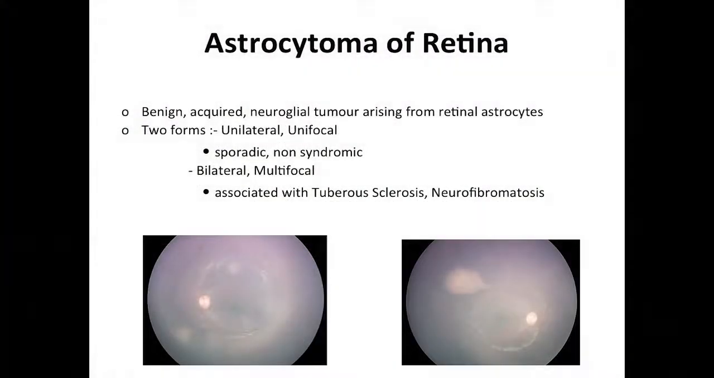Astrocytoma, Dr. David McKay talked about this yesterday. These are flat retinal lesions, usually seen in children. They come to us flat, being diagnosed as tuberous sclerosis or neurofibromatosis, to rule out lesions in the retina. They are flat, seen on the retinal surface, and can give rise to leucocoria.